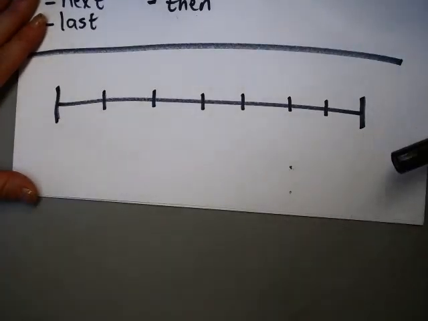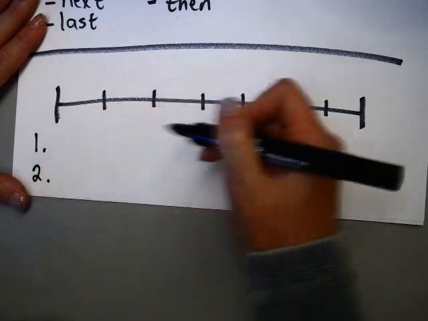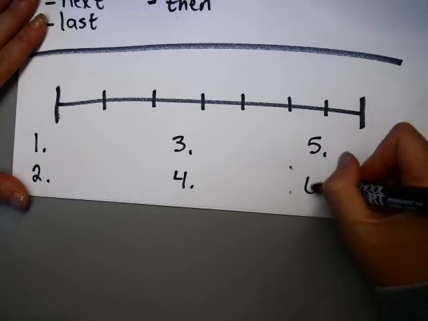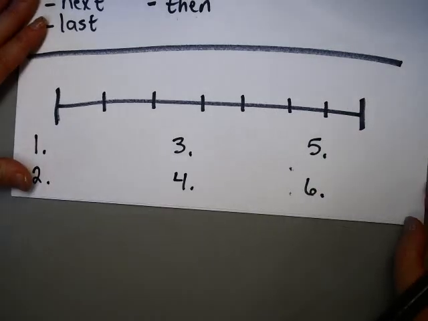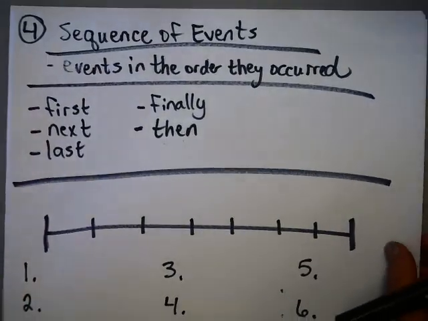If we could take it and put it into some kind of a process, such as step 1, step 2, step 3, step 4, step 5, and then step 6. So basically, you can make a list out of it or a timeline very, very easily. So that's sequence of events. Okay, number 5.